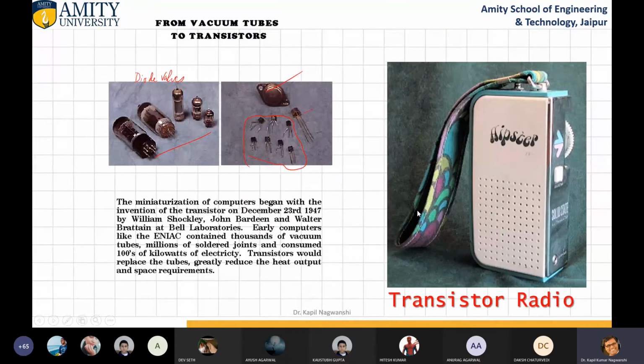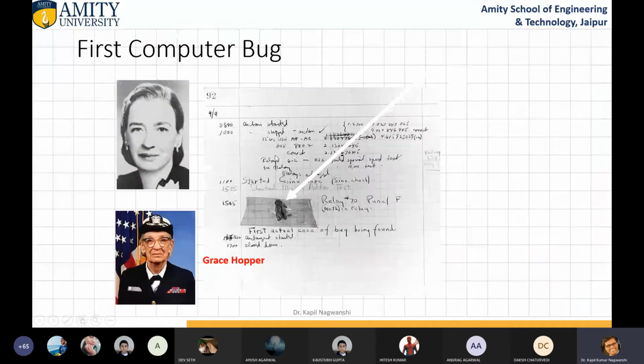So this is transistors, and vacuum tubes are like this, and these are the transistors, and this is a transistor radio based on all the transistor devices.